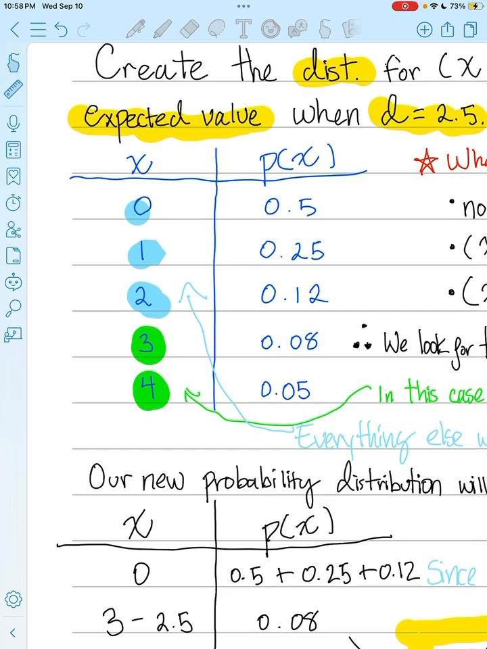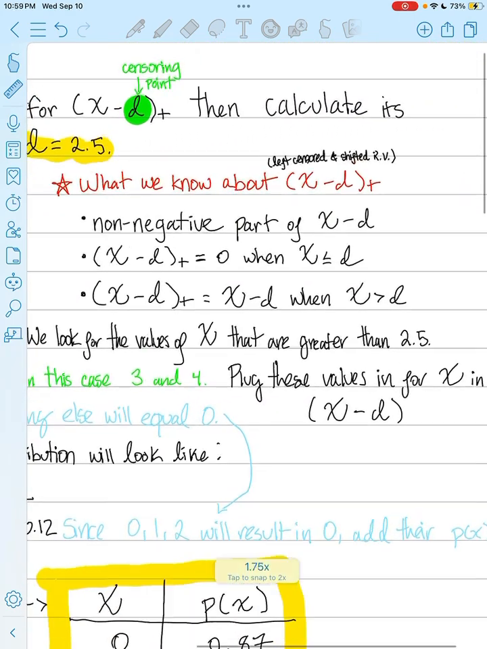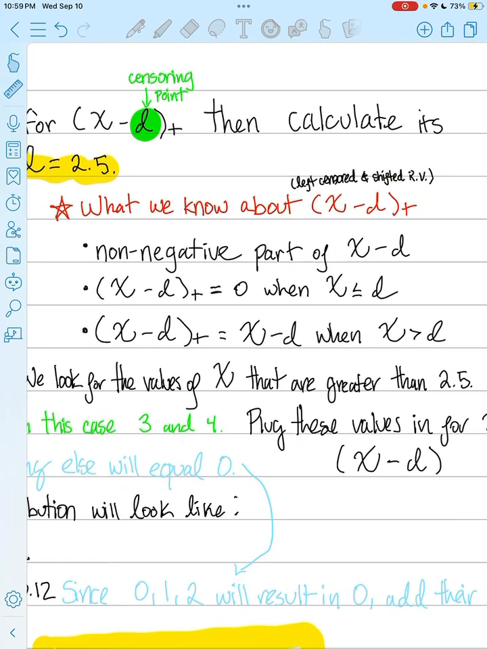Before we get started, I do want to go over what we already know about the left censored and shifted random variable. We know that it's the non-negative part of x minus d. We also know that it's equal to 0 when x is less than or equal to d. And we know that it's equal to x minus d when x is greater than d.